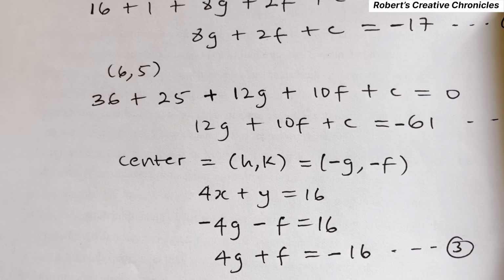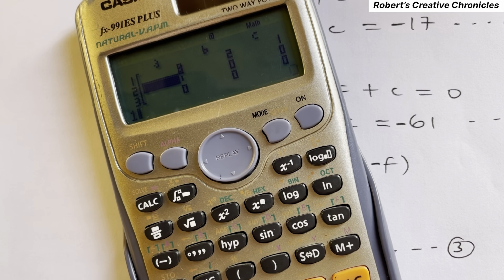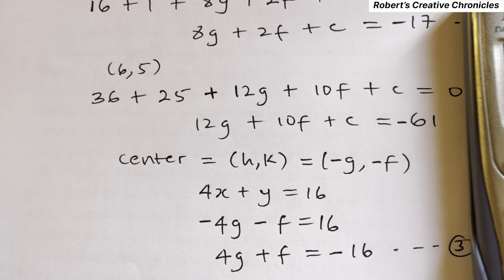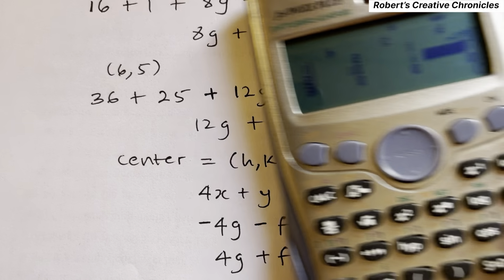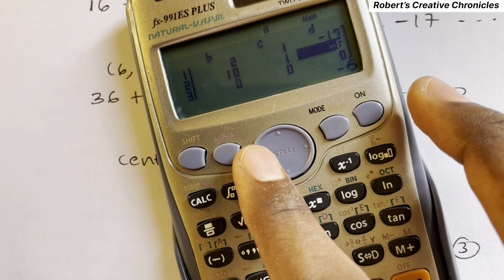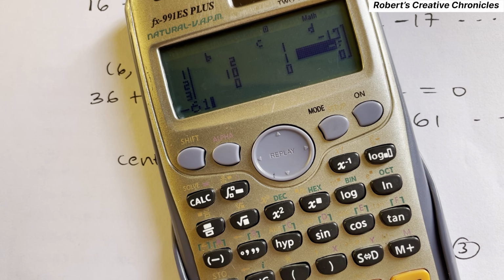And the second one is what? 12, 10, and 1. Equals the constant, which is negative 61.